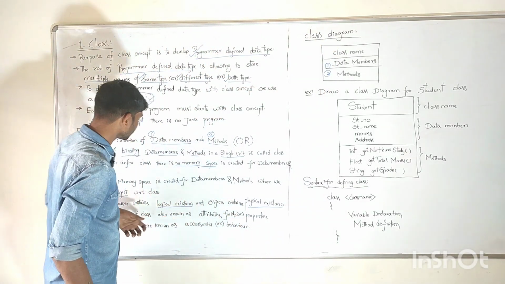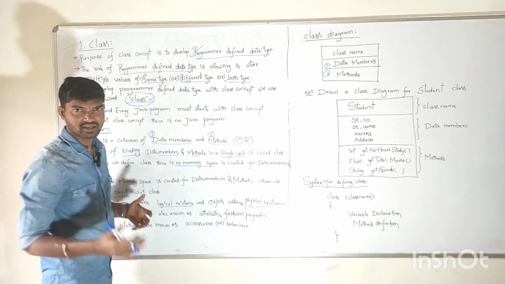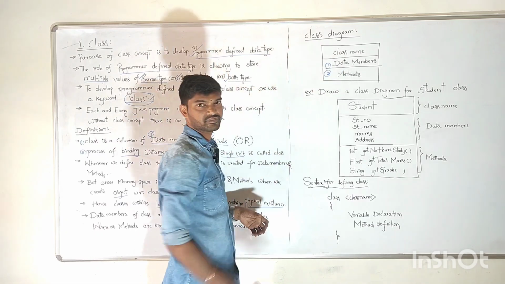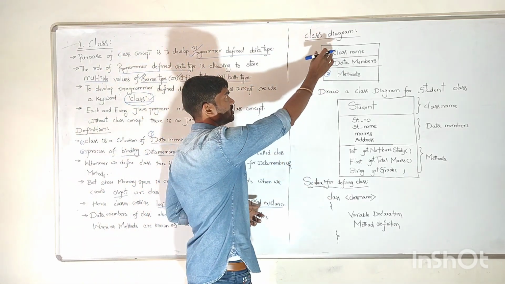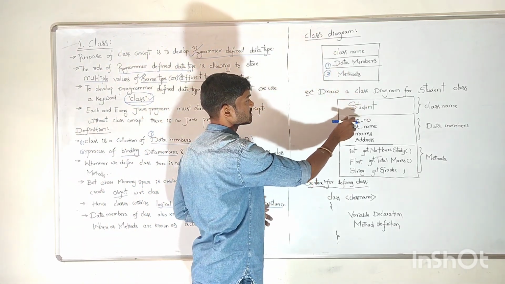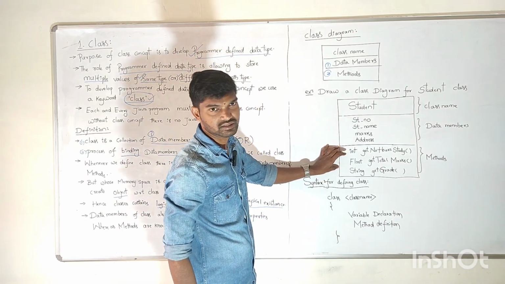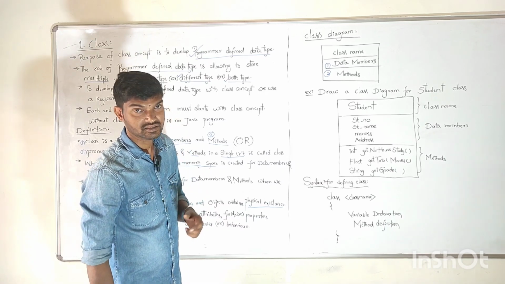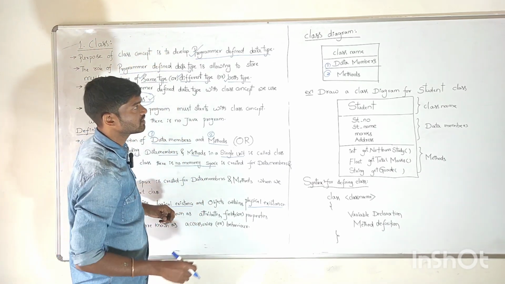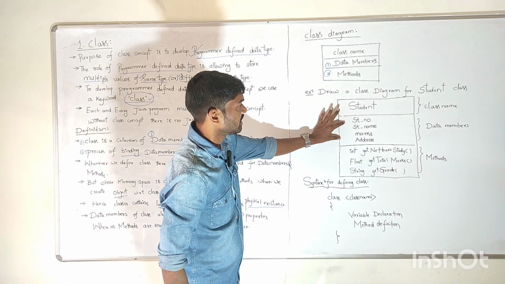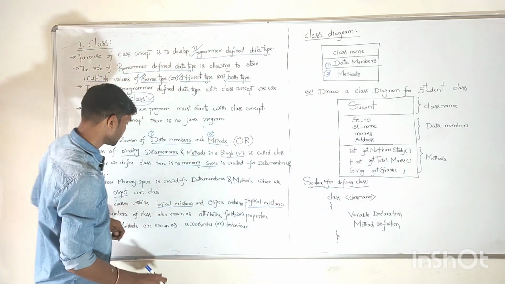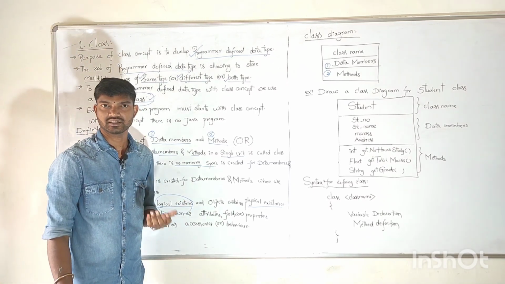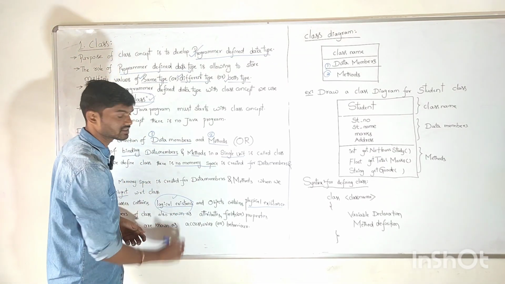Now, whenever you define a class, such as a student class, no memory space is created for the data members and methods. But whenever you develop an object, which I will explain in the next classes, memory is created for the data members and methods. So the class concept is logical existence. Logical means no memory space is created for the data members and methods.